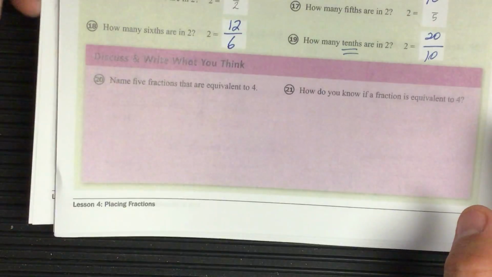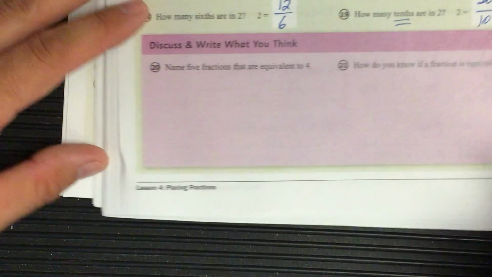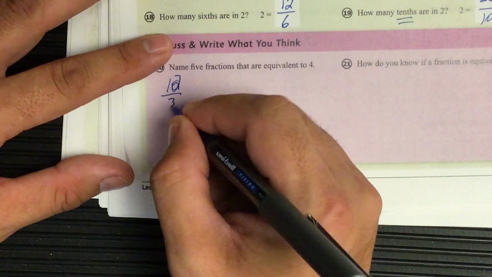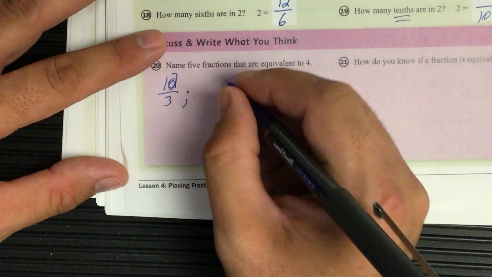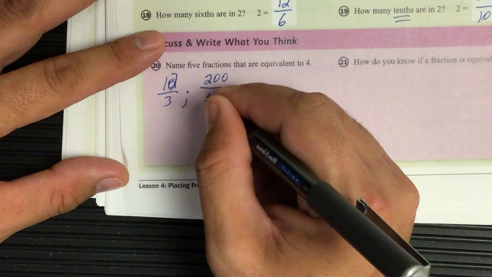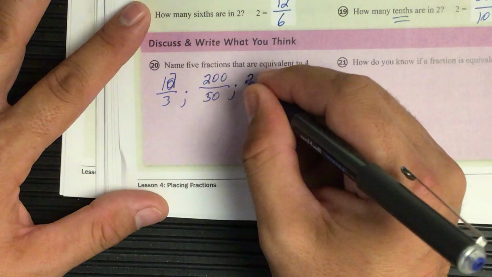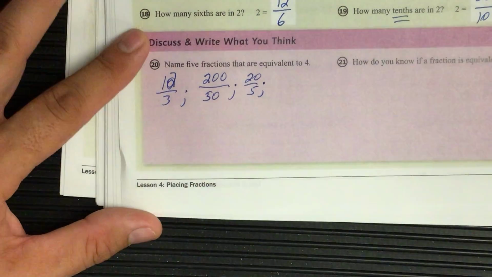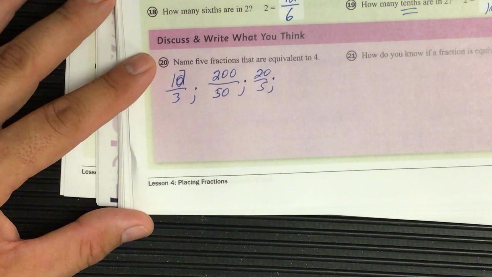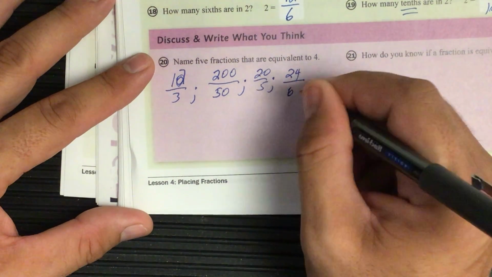20. Give 5 fractions that are equivalent to 4. I'll do 2, and then you guys give me 2. I'm going to do 12 thirds. 12 divided by 3 is 4. And I'm going to do 200 divided by 50. All right, I got 2. 20 divided by 5. Landon chose 20 divided by 5. Just do like 2,000 divided by 500. Good.